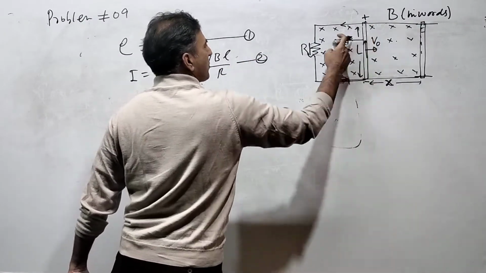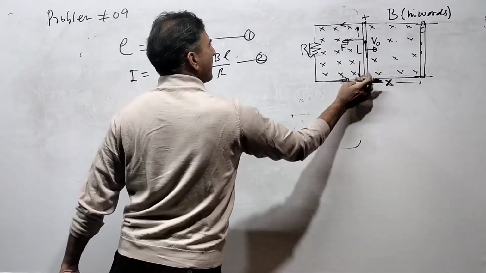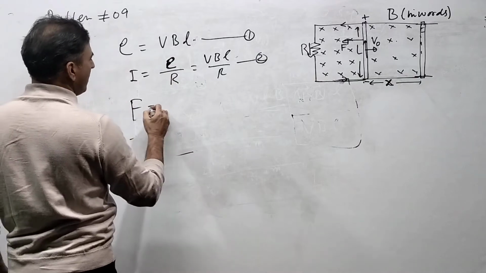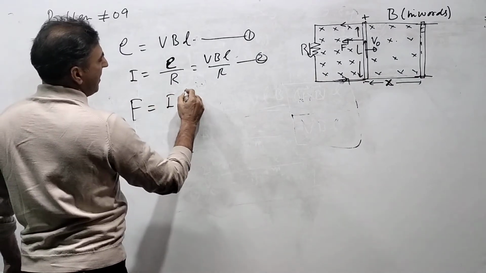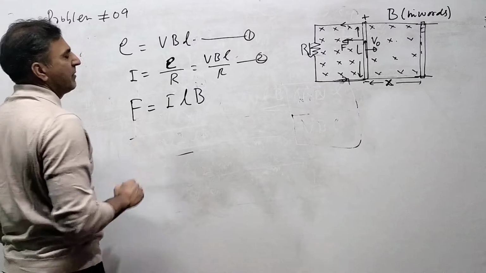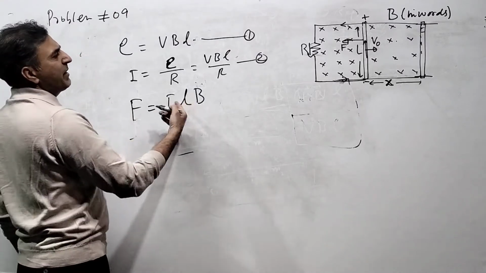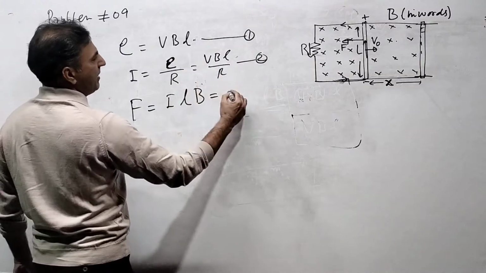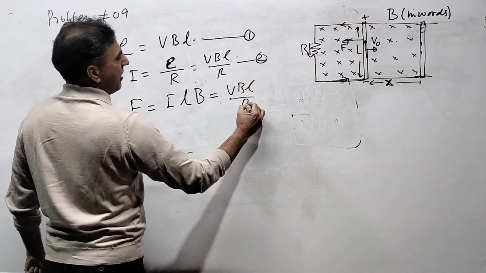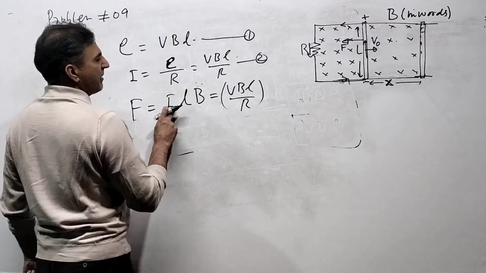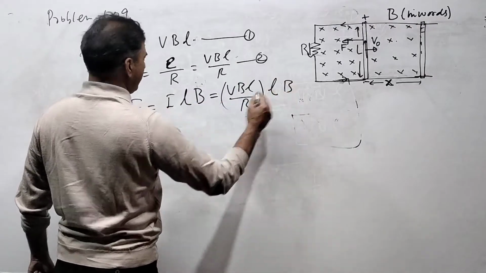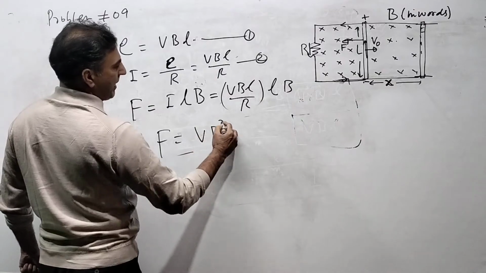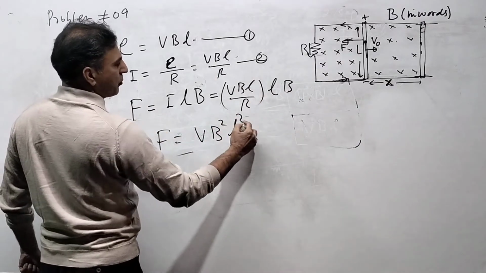So now what is this force? Backward force on the rod due to this current flowing through the rod, because now the rod is in the magnetic field. So force is equal to I L B. It is actually I L cross B, but L and B are perpendicular, so it's I L B. I substitute for I: V B L by R, that is I L and B. That is force is equal to V B square L square by R.